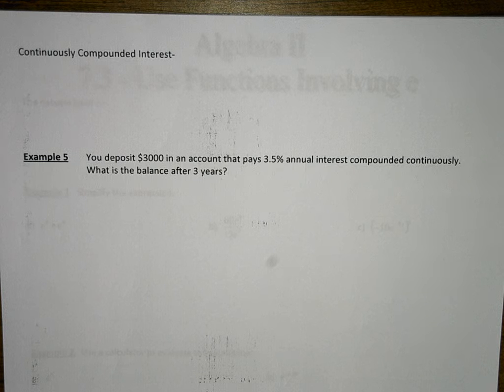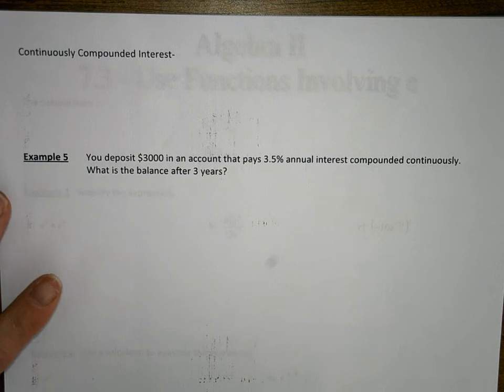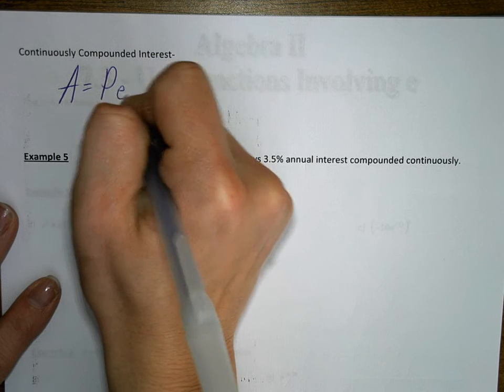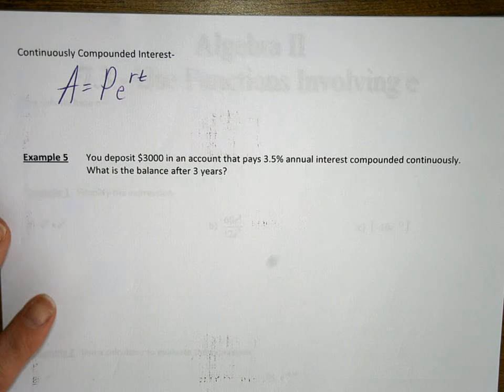But we don't need a little person or a big person or any person to sit at a desk doing that, because we have a formula that involves e that will calculate it for us on its own. I call it the PERT equation. A is equal to P times e raised to the rt power.